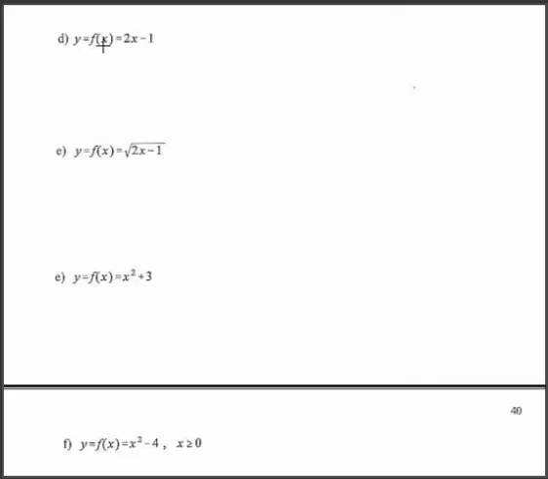Okay, what about D? Well, we have f of x is a linear function, therefore it is 1-to-1. Well, how do we find f inverse? Well, we simply take the y and the x.